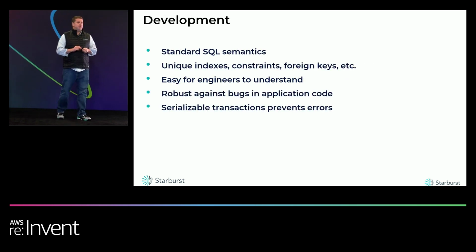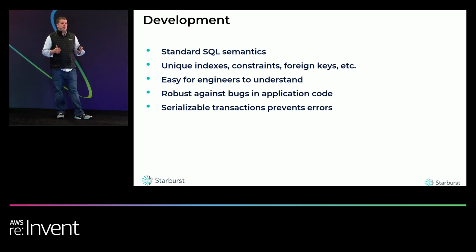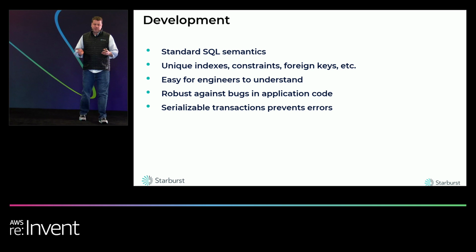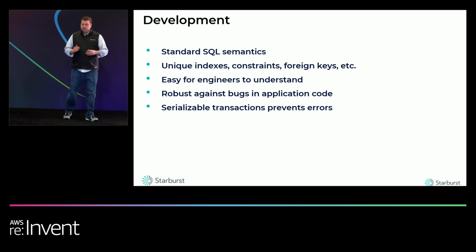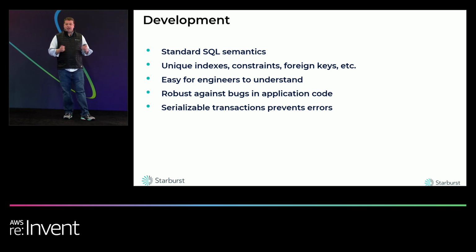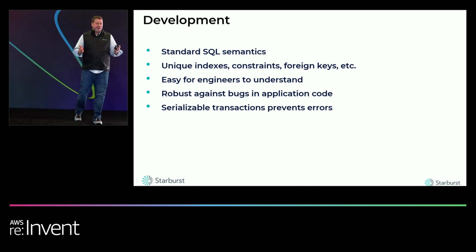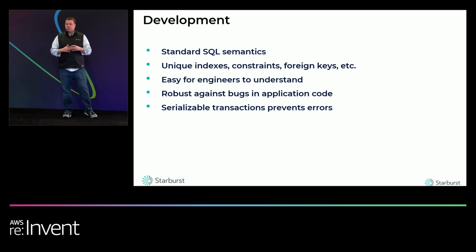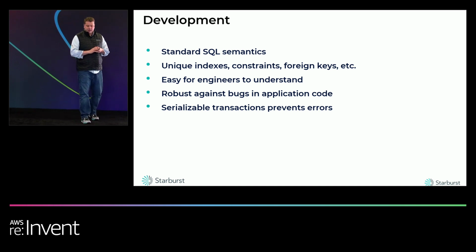The other part that was really important to us that CockroachDB helps with is development, in particular developer efficiency. CockroachDB has standard SQL semantics, so it just kind of works like Postgres, for example. It doesn't require you to know things like the CAP theorem or eventual consistency or other more complex concepts. It just works just like a database.